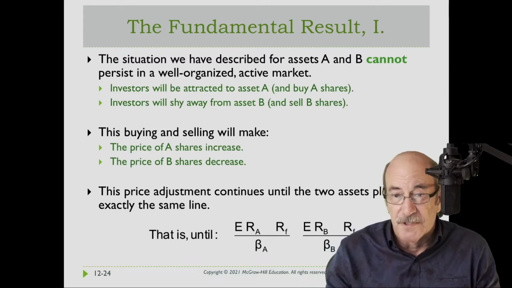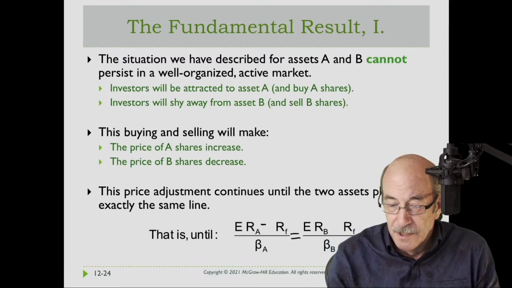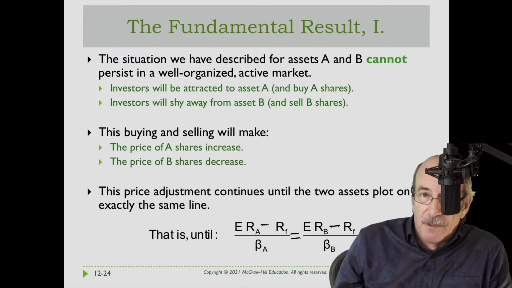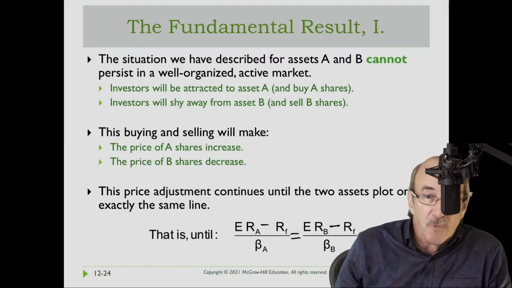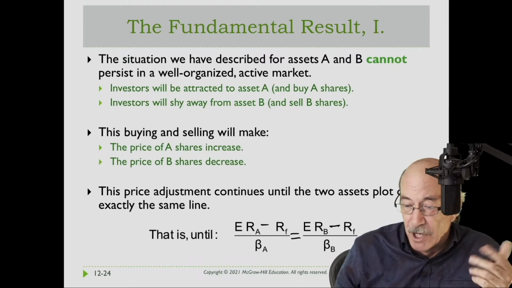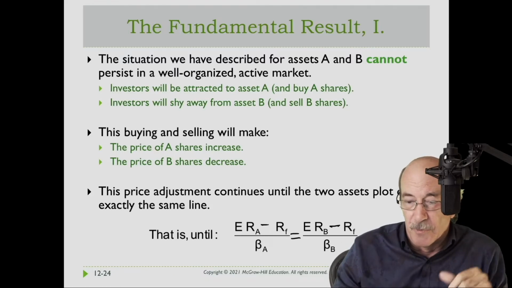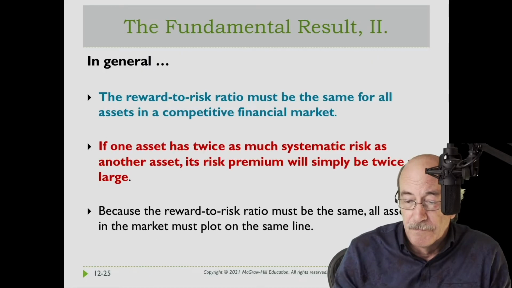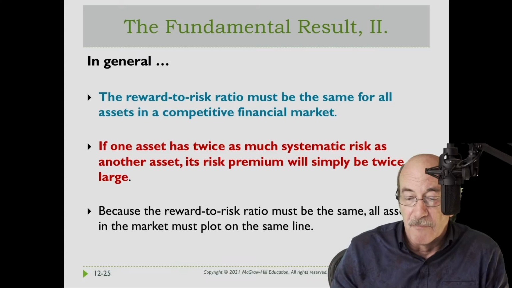So as we do this, here's where these two ratios become equal. Whatever it is, it may not stay at 7.5 or at 6.67, but they meet in the middle somewhere. We don't care where, but they have to meet there. So the reward to risk becomes the same for each one.